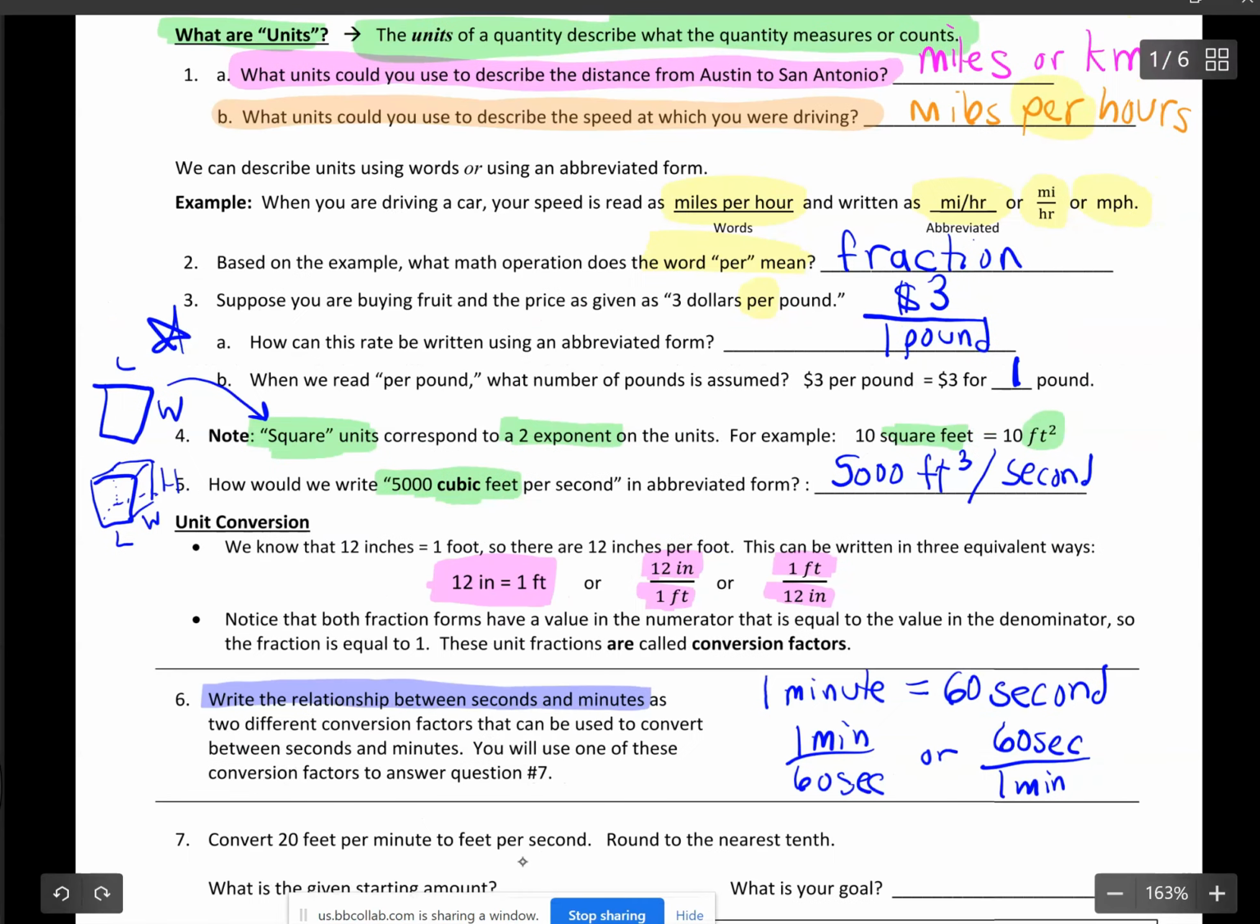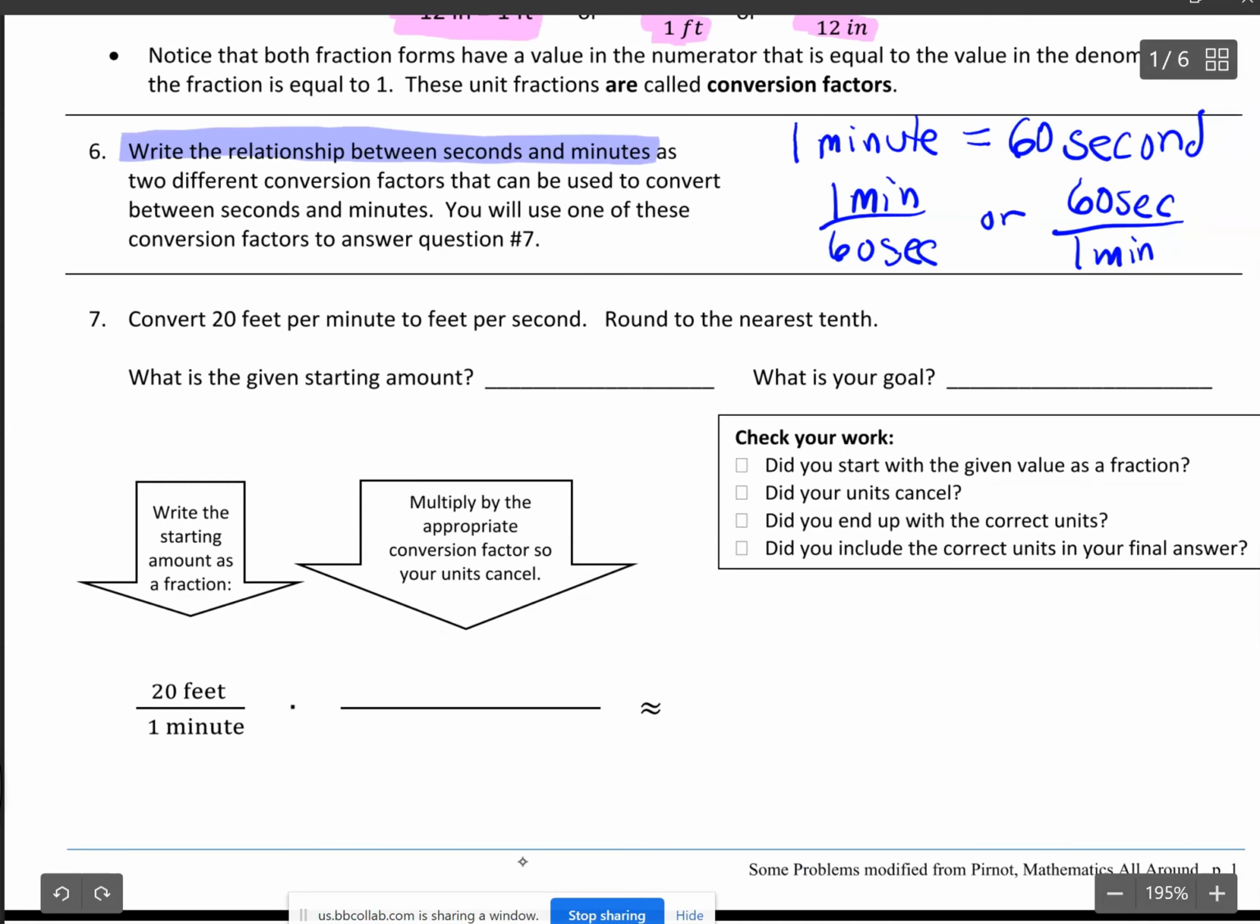So let's see this in action on a problem here. And I have a whole bunch of notes here to help you. This will not be given on a test. On the test, this is what you're going to see. On the test, it's going to say, convert 20 feet per minute to feet per second, round to the nearest tenth. That's it. That's what you're going to see on my math lab. That's what you're going to see on a quiz. That's what you're going to see on the test. All this extra stuff is to help you train your brain as you're learning, okay?